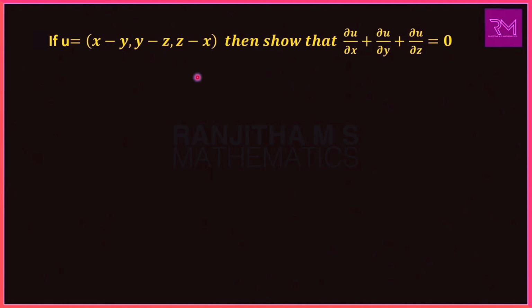In the problem, they have given the value of the form u is equal to f of p, q, r. We have to show that del u by del x plus del u by del y plus del u by del z value is equal to 0. That means first we have to find the total derivative of u with respect to x, y and z. Then we have to add all the three values. We have to show that value is equal to 0.